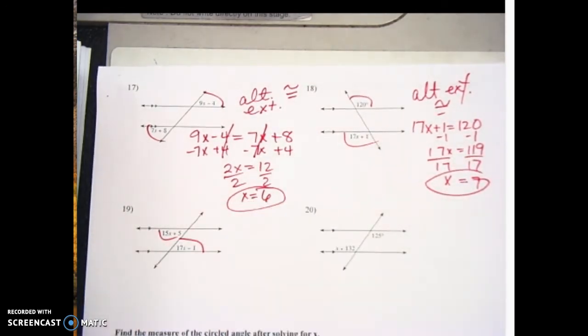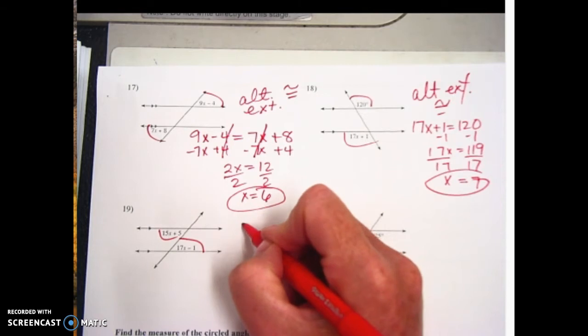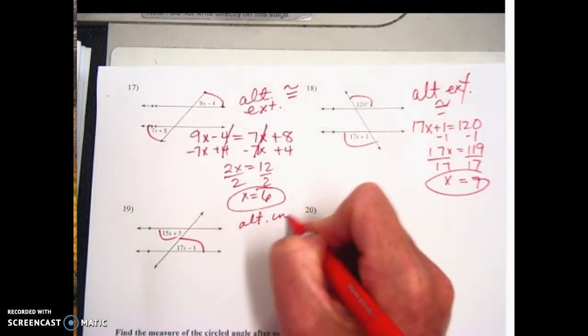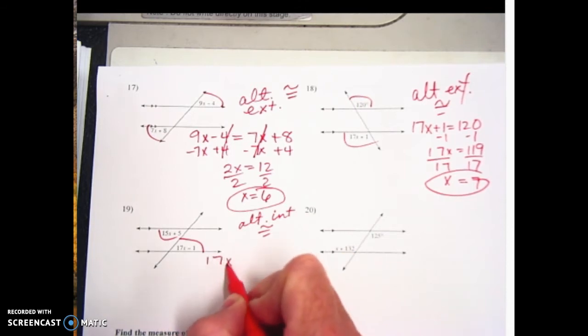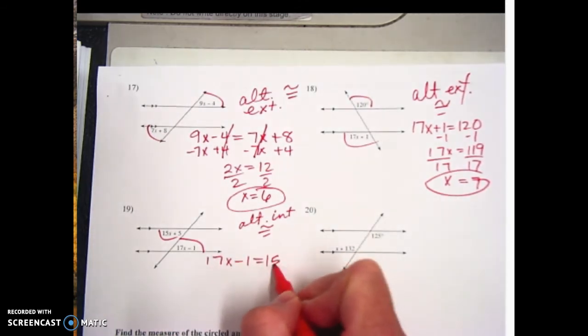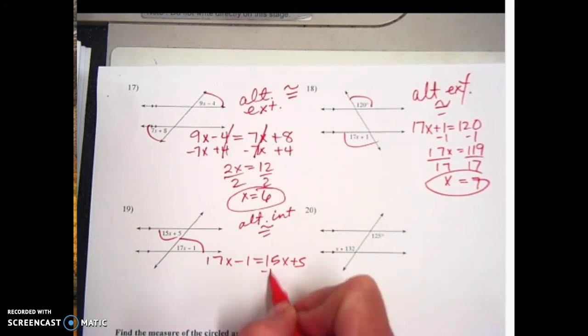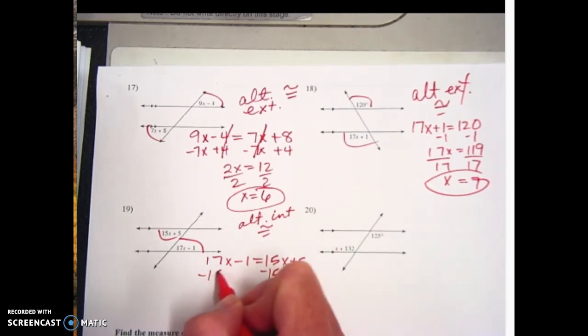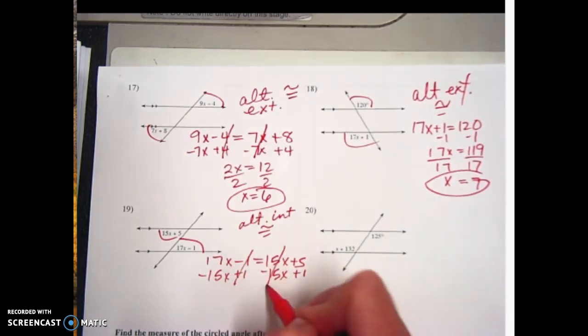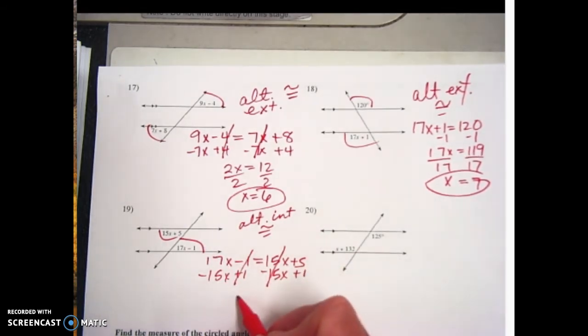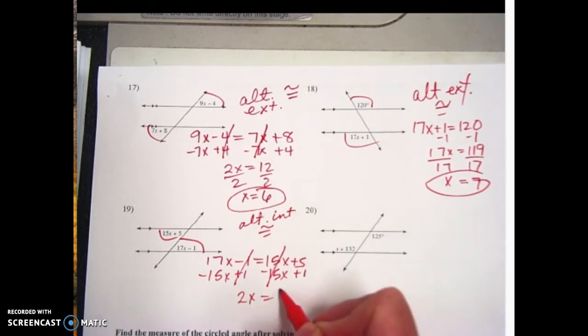And 19 and 20, these are alternate interior, which should also be congruent. So put an equal sign between them. Subtract 15x from both sides. Add 1 to both sides. These are opposites, these are opposites. 17x minus 15x is 2x. 5 plus 1 is 6. Divide by 2, so you should get x equals 3.